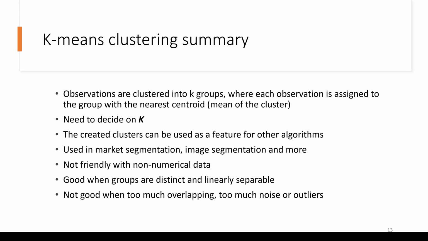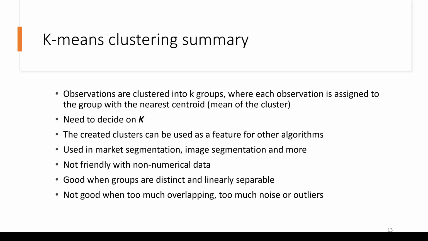To wrap it up with k-means, observations are clustered into k groups, where each observation is assigned to the group with the nearest centroid, the mean of the cluster. We need to decide on the k value, and we will talk a bit about how we can decide on a good k value. The created clusters can be used as a feature for other algorithms, and are used in market segmentation, image segmentation, and many other areas. It's not very friendly with non-numerical data, similar to KNN, because of the distance calculation. It's more meaningful with numerical data. When you have non-numerical data, it becomes a bit more difficult.